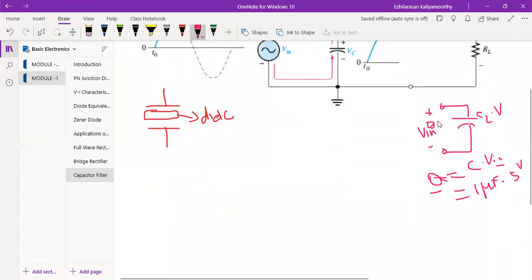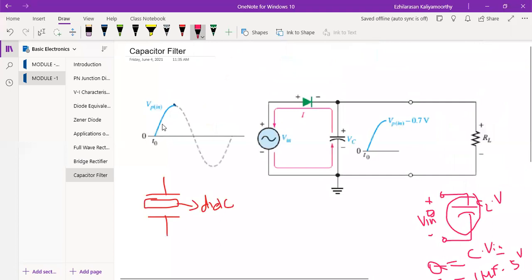Because you see, once the capacitor is completely charged, even if I'm not applying the input, if there is any direct path to the ground from the capacitor, what will happen? Slowly it will start to discharge. So now here the input is given here. See, the input is this.